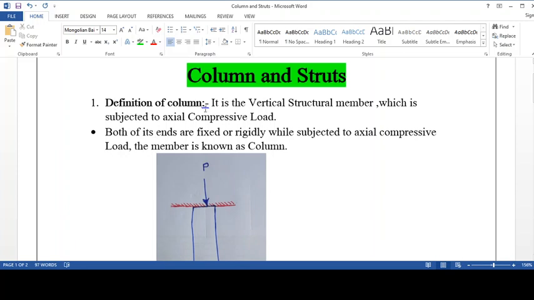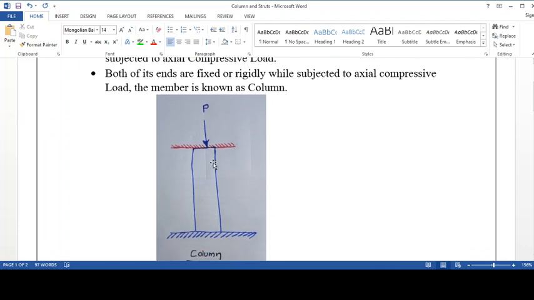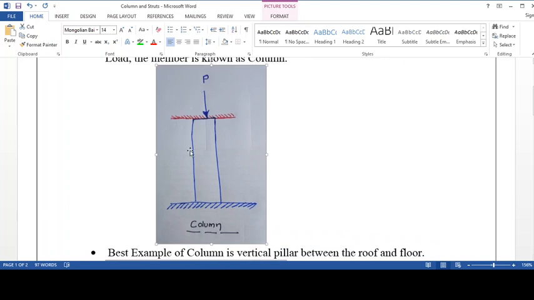What is the definition of column? It is a vertical structural member which is subjected to axial compressive load, and both of its ends are fixed or rigid. When subjected to axial load, the member is known as column. The vertical structural member is subjected to axial compressive load, both ends are fixed or rigid, and the member is known as column.